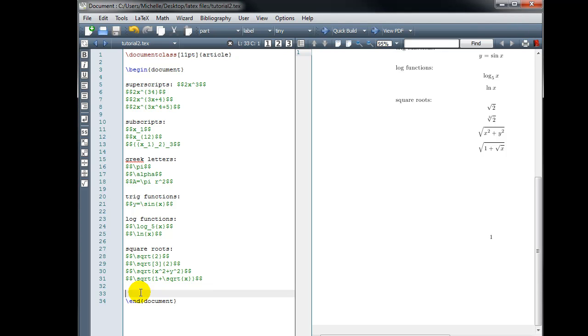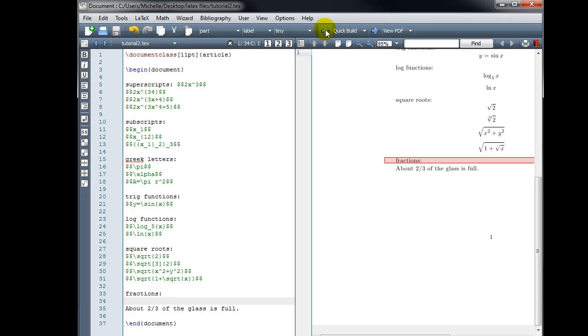Next, let's try typing some fractions. About 2/3 of the glass is full. Now this is just text mode. If you recall, a line break in the code doesn't necessarily correspond to a line break in the output. If I wanted "about 2/3 of the glass is full" on a separate line, I would have to insert an extra line break in my code. So I can build that. Okay. About 2/3 of the glass is full.